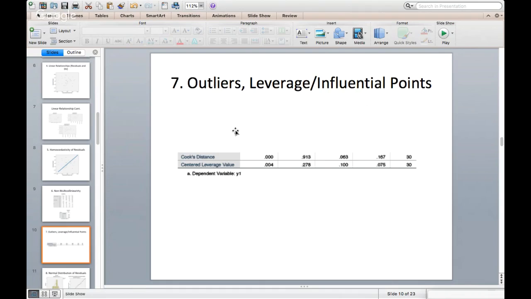Seventh is outliers and leverage and influential points. It gave me the Cook's distance and the center leverage. This is the minimum, this is the maximum. Obviously, a max of 0.9 is very close to 1, which is deemed significant for this test. So that's a red flag. But when you look at the averages, the average for the Cook's is only 0.063. So overall, the data is good. There aren't any points pulling it or weighing it down. So that one point is problematic and would be a red flag.